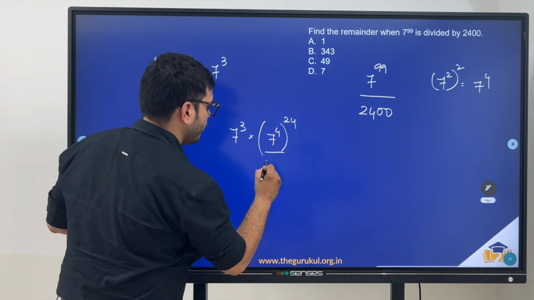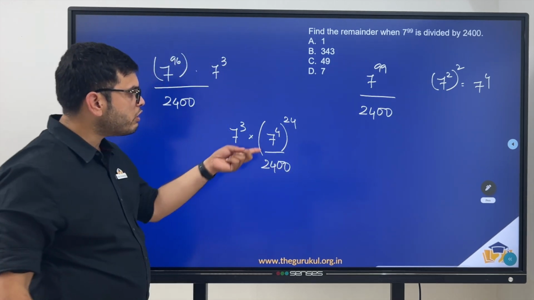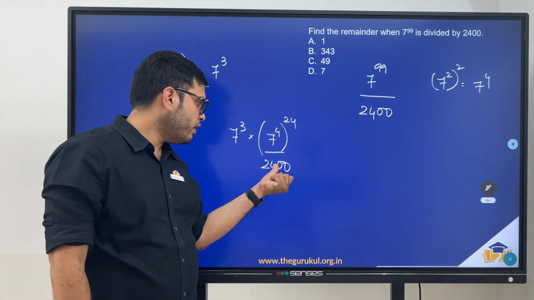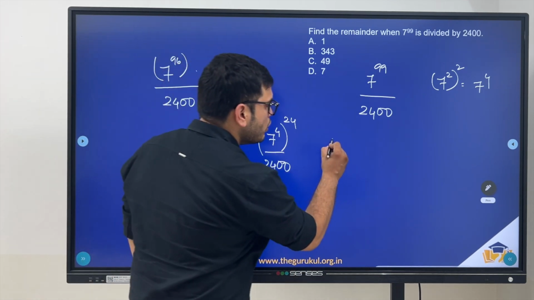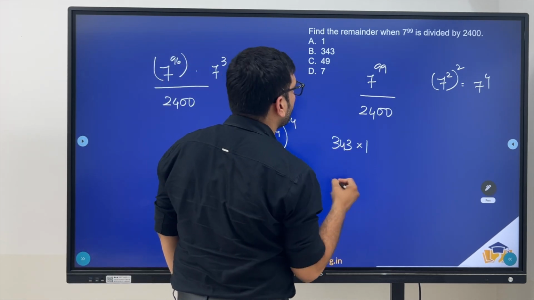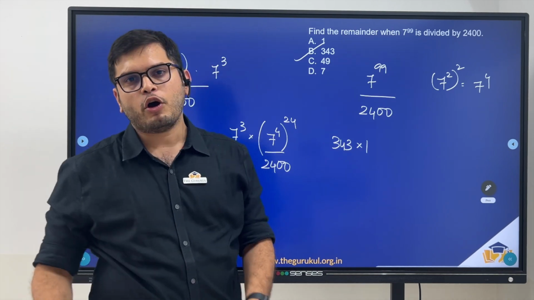24 divided by 2400. Now 7 power 4 is 2401, and divided by 2400 the remainder is 1. Now 7 cube is 343. So 343 into 1. So the answer for this question should be option B.